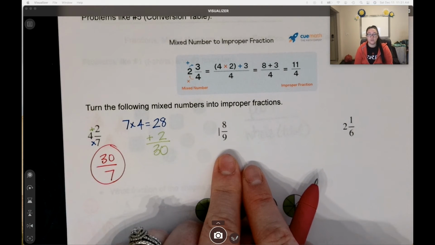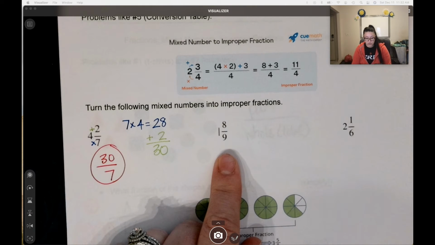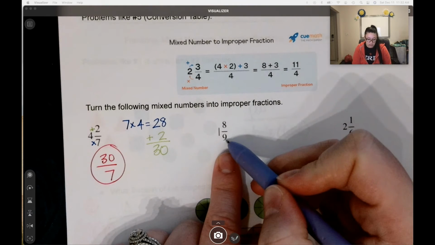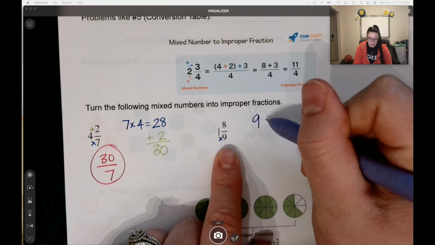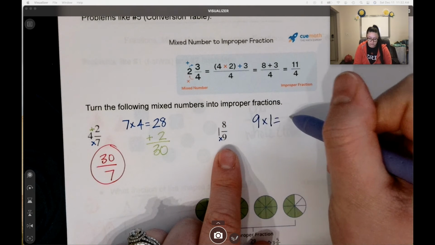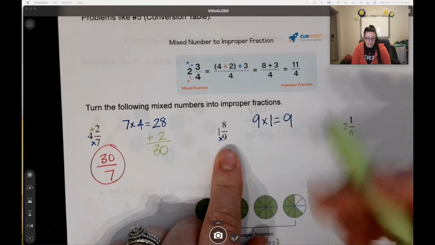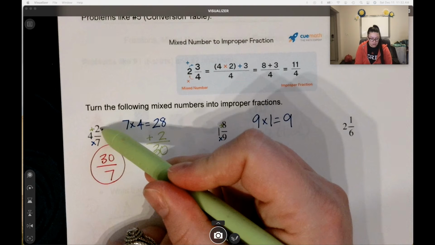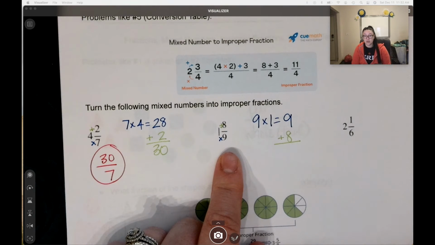Our next one, we have 1 and 8/9. 1 and 8/9. What should you be doing first? Denominator times your whole number. 9 times 1 is 9. And then what did we do? Then we added our numerator. We add 8. What is 9 plus 8?